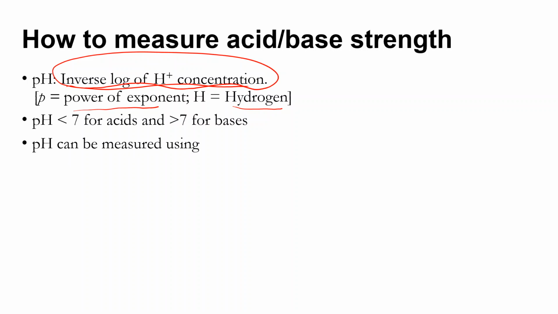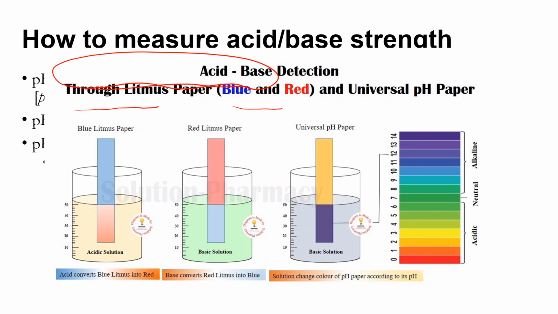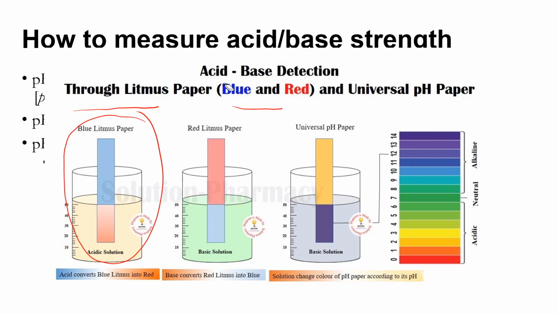pH can be measured by using various methods. First of all, a general method is by using litmus paper. However, it is not very accurate, but it gives an idea. So what is the principle? Basically, the blue litmus paper will turn red in an acidic solution, and the red litmus paper will turn blue in a basic solution.